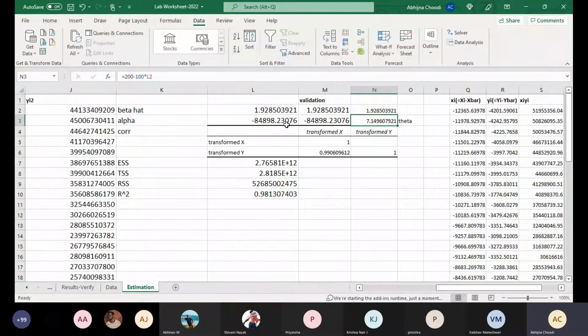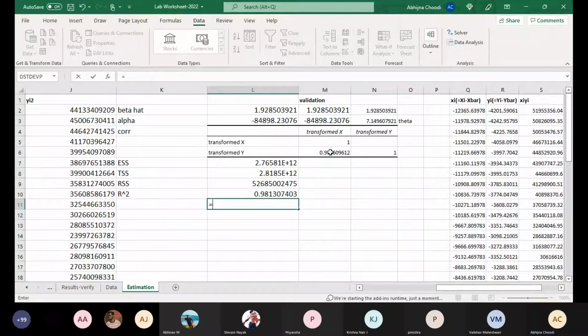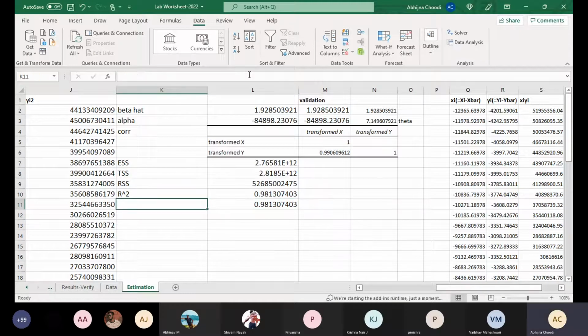I found out ESS, TSS and RSS the same way that we did for the previous example, and I found R square. I also found the correlation between the transformed variables x and y, and this R square should give the same answer. That you need to square. You can use the square operator also, just power 2. Yes, you get the same.